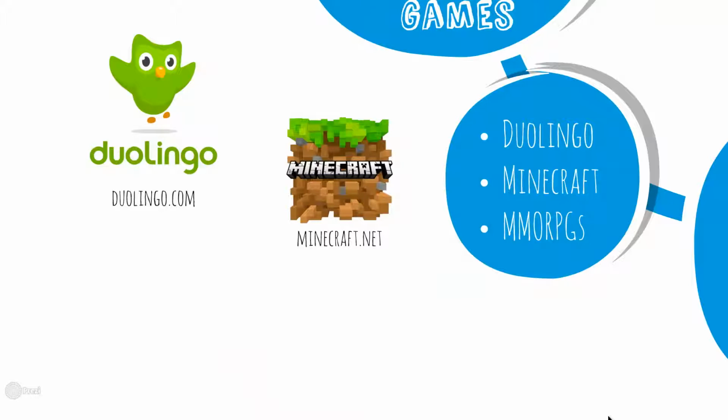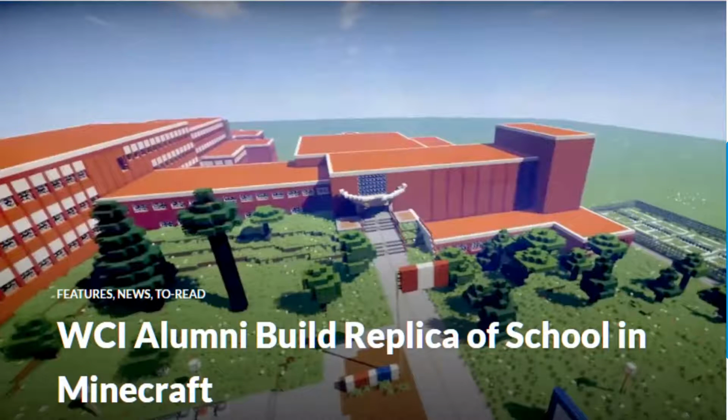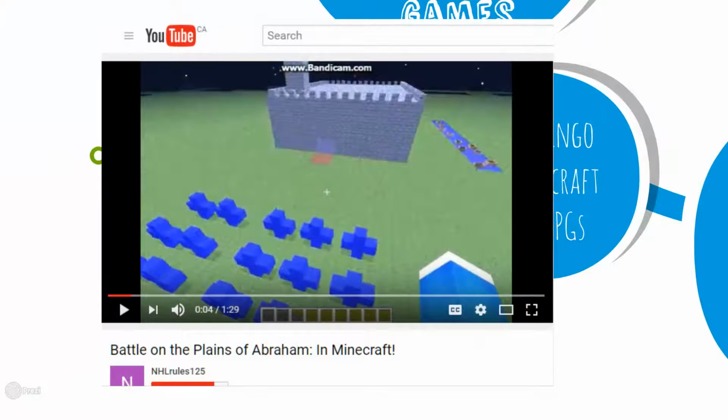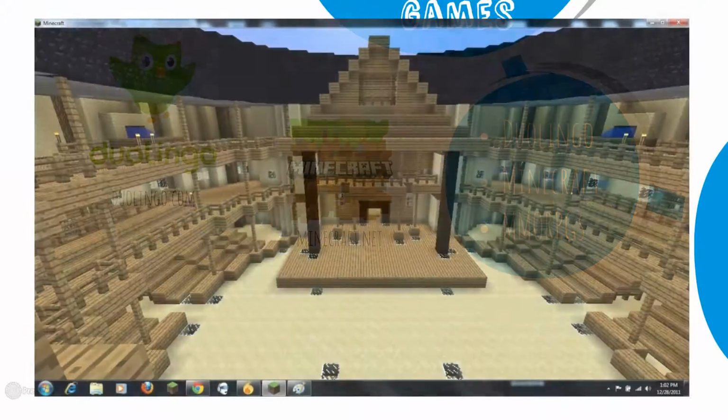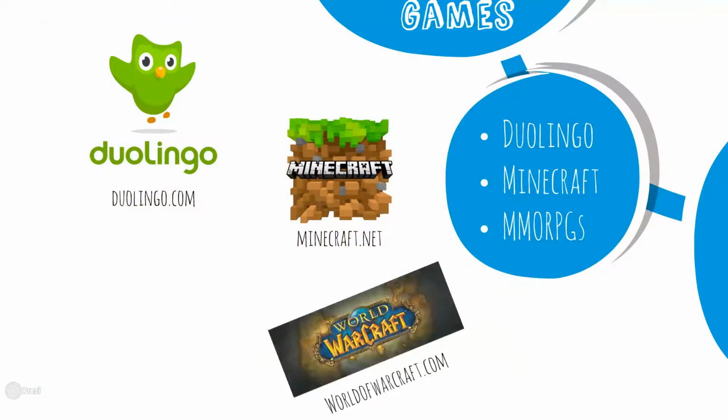Minecraft is an online platform that allows users to build virtual worlds. Gamified learning activities in Minecraft include having students replicate a significant landscape, such as the Plains of Abraham in a Canadian history course, or a building such as the Original Globe Theatre for a Shakespeare course. Other massively multiplayer online role-playing games, such as World of Warcraft, can also be used to support similar types of learning activities and can also facilitate both competition and collaboration among players.